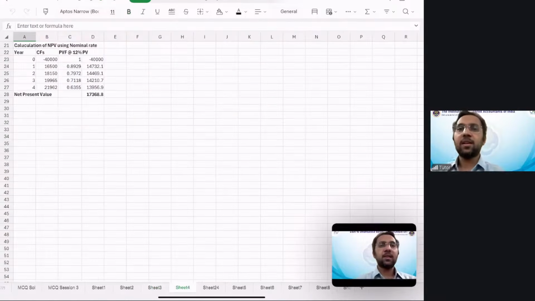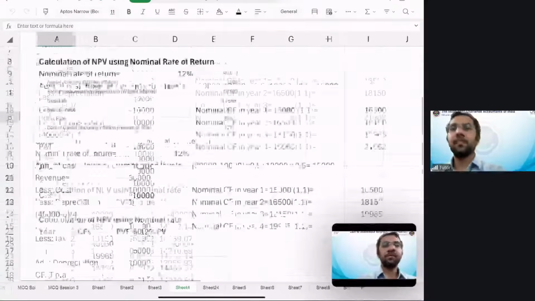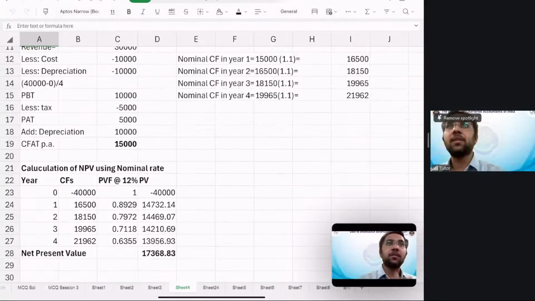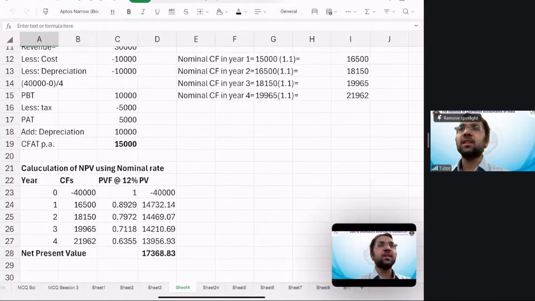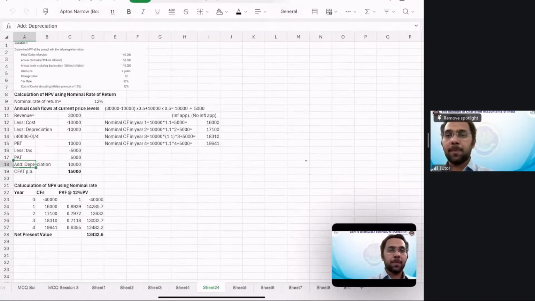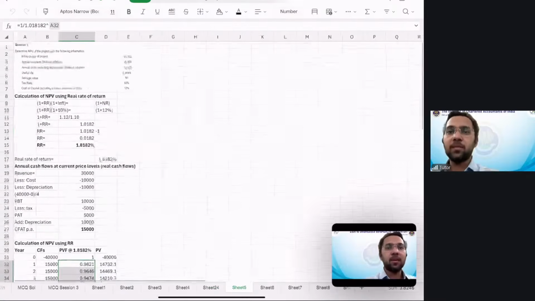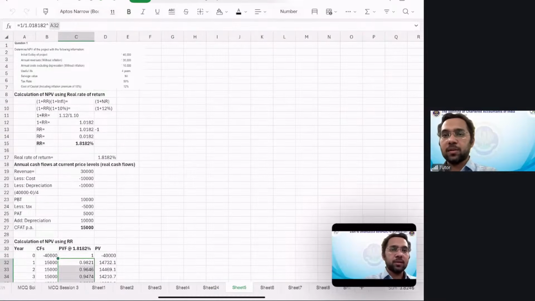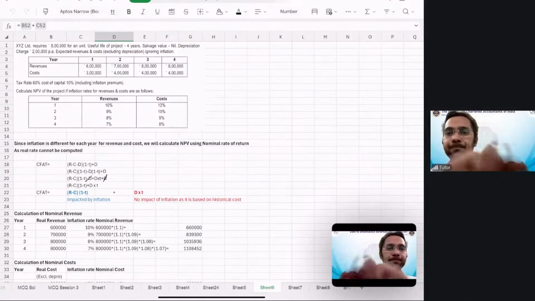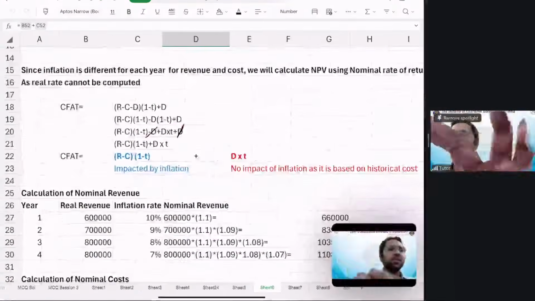Now, the fundamental thing that we have over here is, real cash flows need to be discounted at the real rate of return, and if it is inflation-adjusted cash flows, which is nominal cash flows, they need to be discounted at the nominal rate of return. Okay, so real cash flows at real rate of return, nominal cash flows at nominal rate of return. But one thing that we need to be very particular about is the impact of inflation on depreciation.